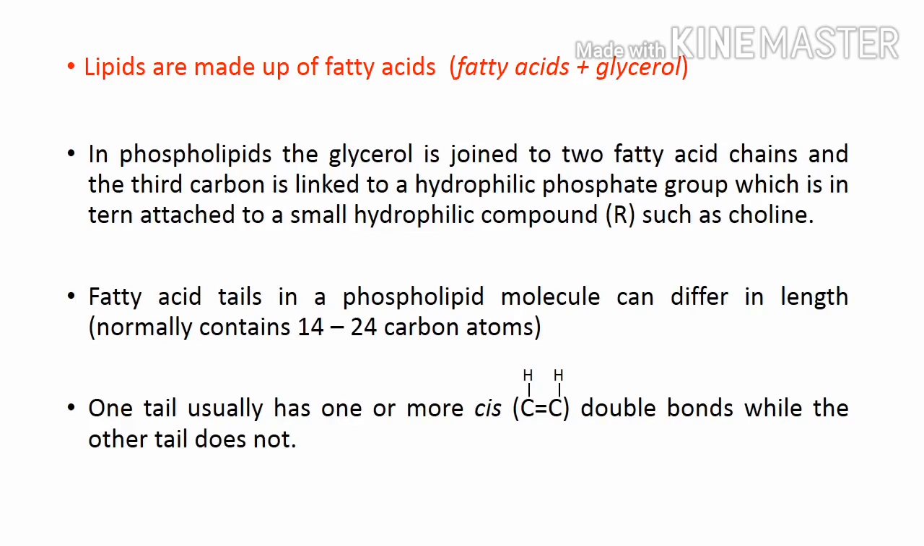One tail usually has one or more cis double bonds, that is a double bond in cis condition. As we can say here, out of two fatty acid chains in a phospholipid molecule, one chain is saturated whereas the other chain is unsaturated, and this double bond is in cis configuration, that is when both the side chain hydrogens are projecting towards the same direction.